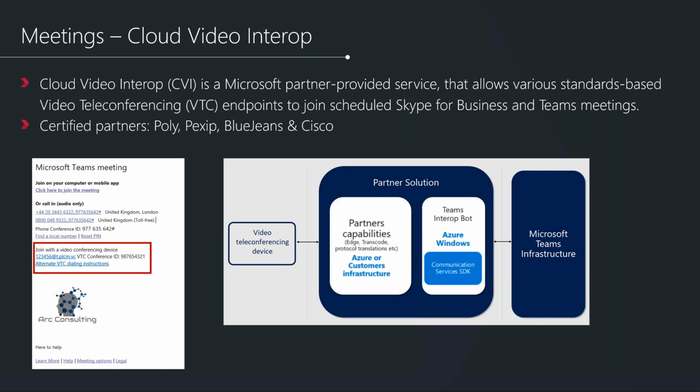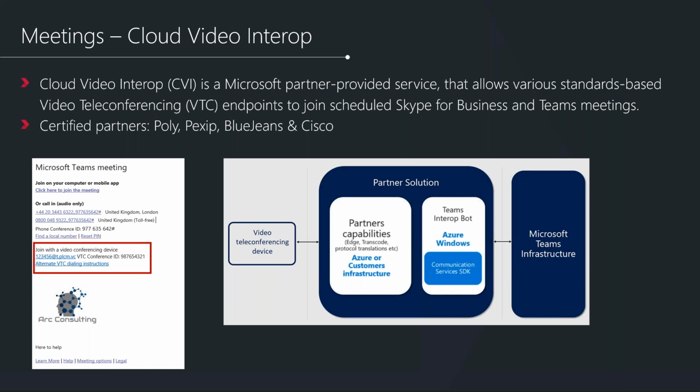There are 4 partners at the moment who provide it: Poly, Pexip, Blue Jeans, and Cisco. They all have slightly different licensing models, but it broadly comes down to you license per SIP or H323 device that you want to be able to concurrently join a meeting. So if you have 10 devices you want to join and you're expecting them all to be joined at the same time, you would need 10 licenses. And there's a little bit of configuration to be done. It's nothing too overly complex.